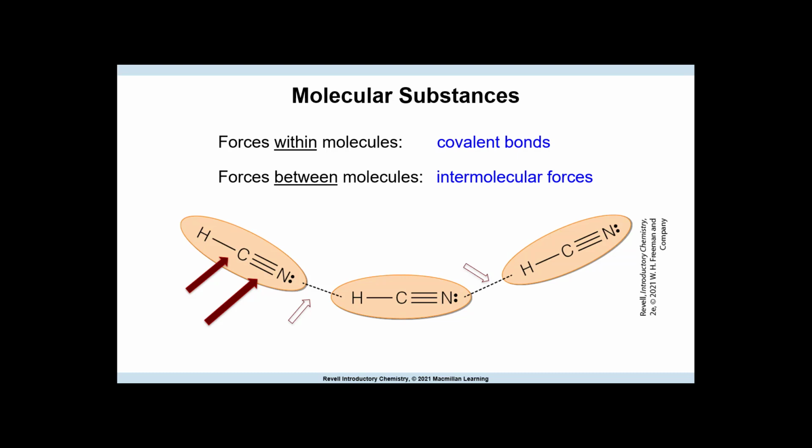As a result, molecular compounds usually have lower melting and boiling points than ionic compounds. We will explore intermolecular forces in more detail in the next lesson. The exact properties of molecular substances vary widely depending on the strength of the forces that hold them together. So if we look here, we can see there are forces going on within the molecules, and then there are forces going on between molecules.